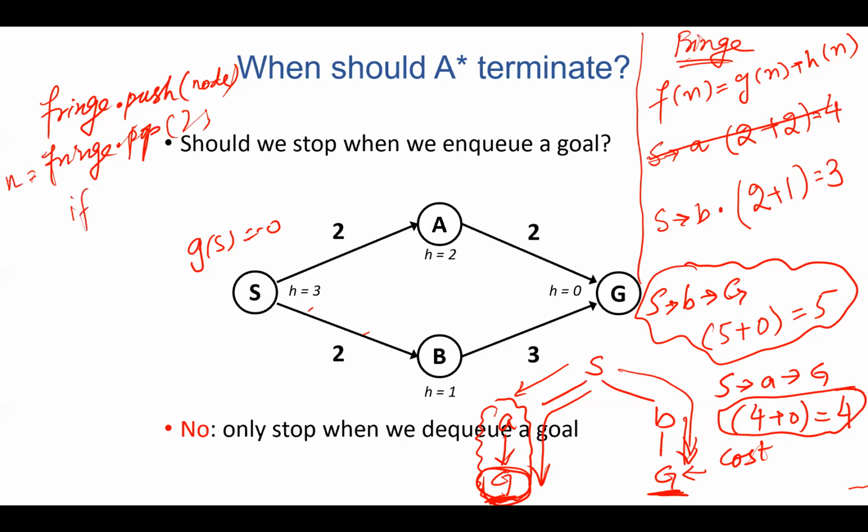And I say, if n dot is goal state. If it is a goal state, then declare victory here. Something like this. You will do something like this, okay? All right, so I'll show you that.